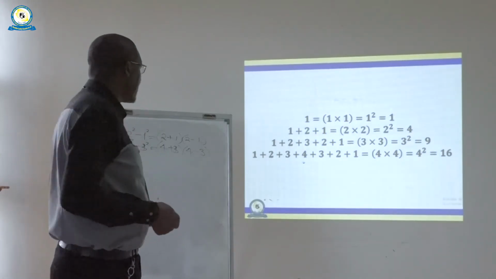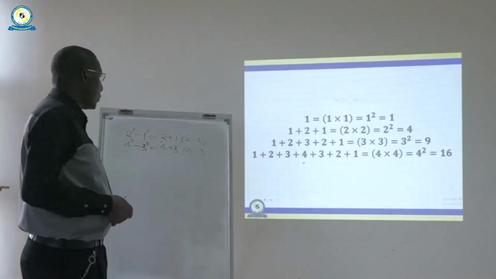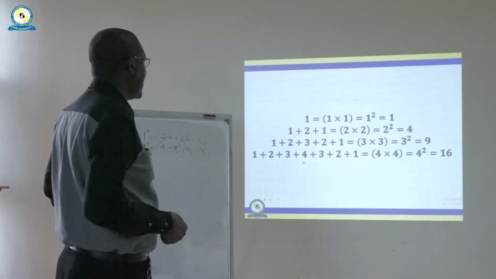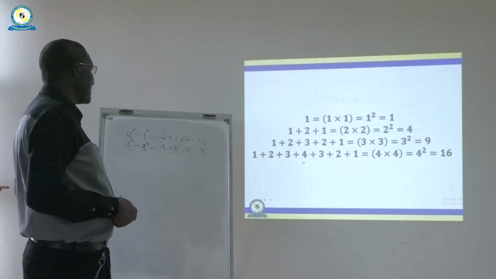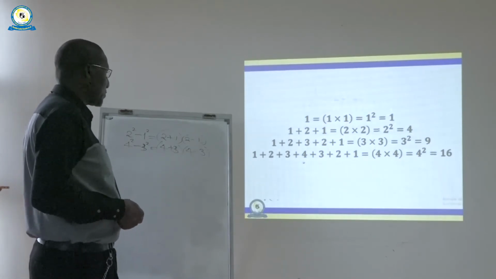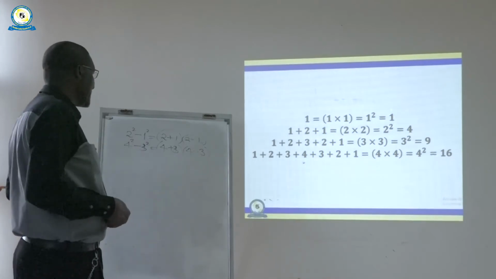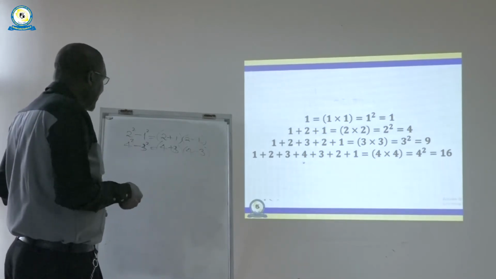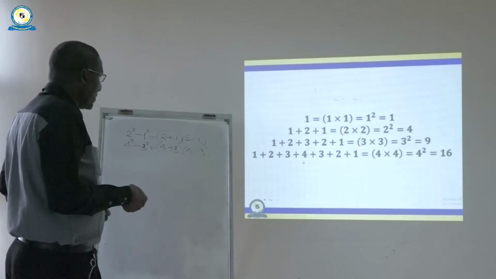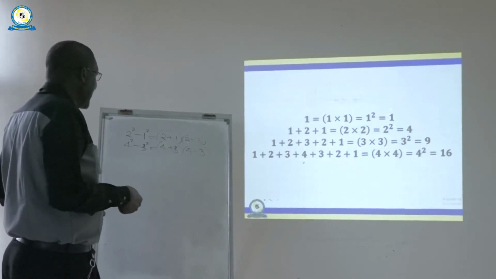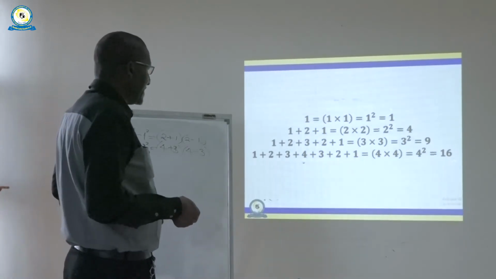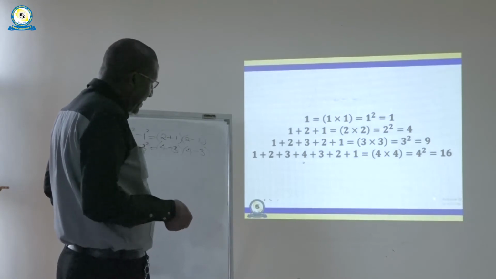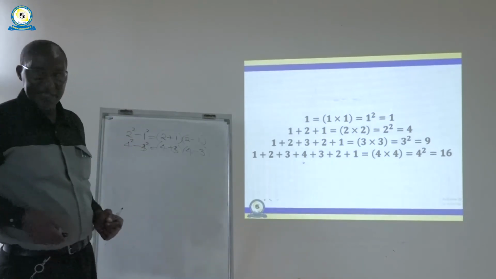Also, there is another pattern in which 1 equals 1 times 1, which is 1 squared. 1 plus 2 plus 1 equals 4, which is 2 squared. Also 1 plus 2 plus 3 plus 2 plus 1: the number is ascending and then descending, and you find 9, which is 3 squared. Also the numbers ascend up to 4 and then descend back to 1. The resulting number is 16, which is 4 squared. Like that, you find the squares of numbers.